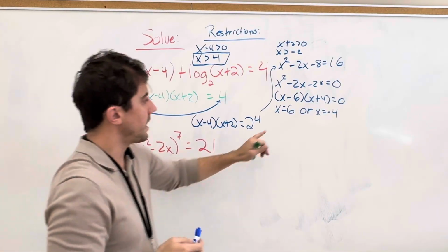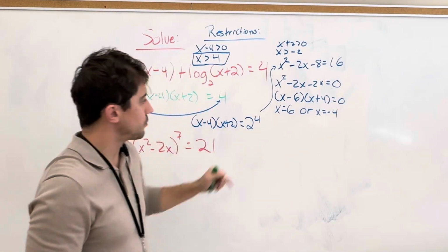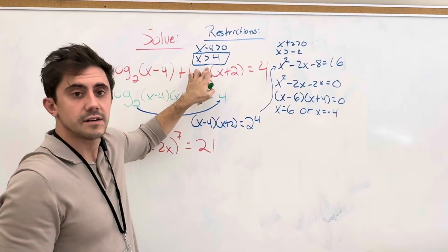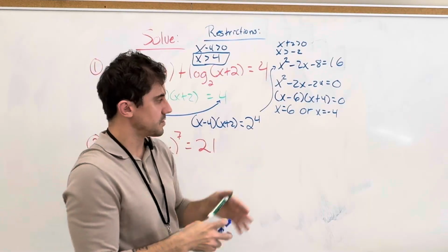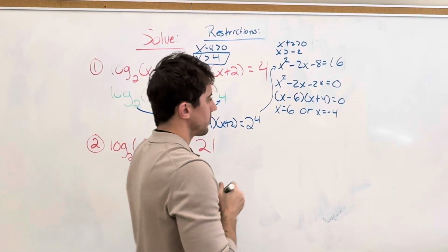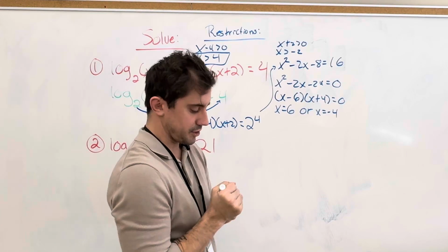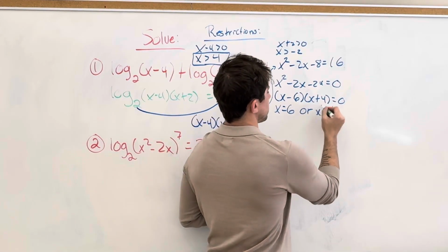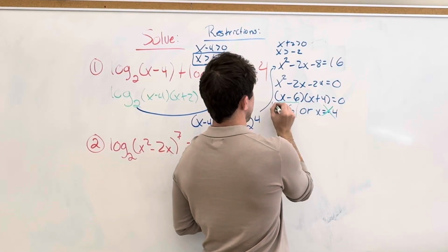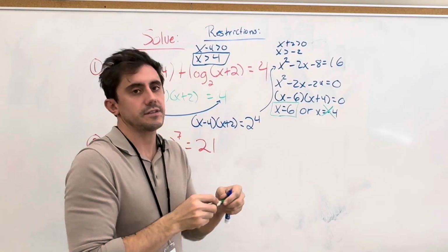And so looking at our two possible solutions, which one of those satisfies our restrictions? Well, only this one. And so x is equal to negative 4 is what we call an extraneous solution, and we don't actually consider it. And so x is equal to positive 6 is our unique solution.